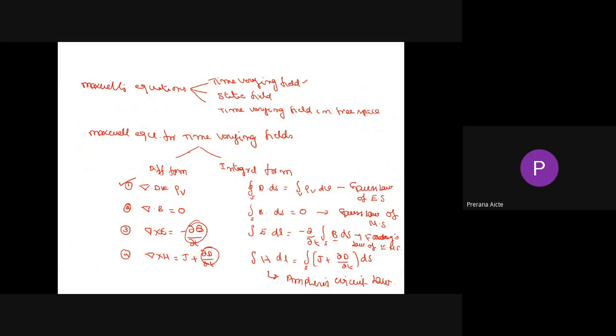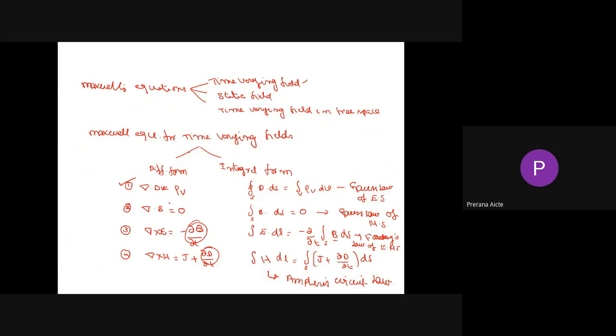Okay, once again I tell you, the total electric flux passing through any closed surface is equal to the total charge in the volume enclosed by the closed surface.